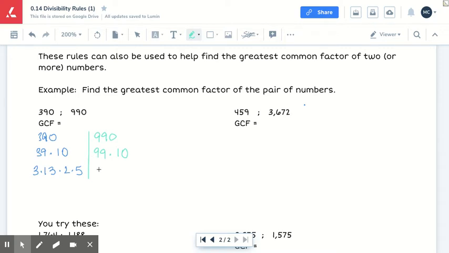Okay, now 99 is a nice number also. Any two-digit number that just repeats itself, like 99, 88, 77, those are all multiples of 11. So this is 9 times 11. And the 10 I can write as 2 times 5. And then the 9 I can break down again. So this would be 3 times 3 times 11 times 2 times 5.